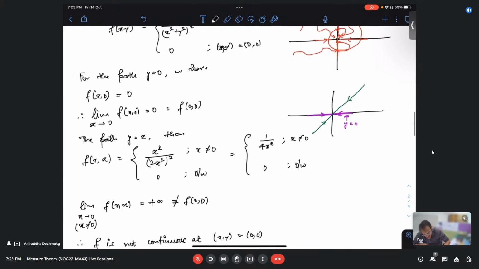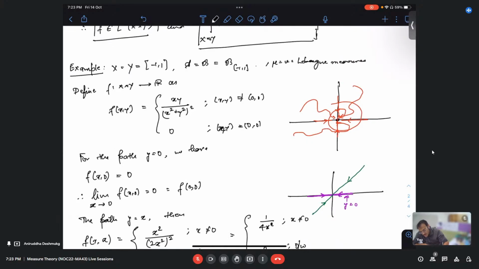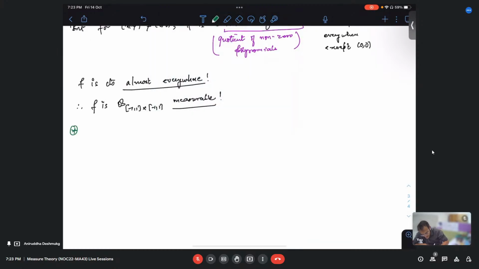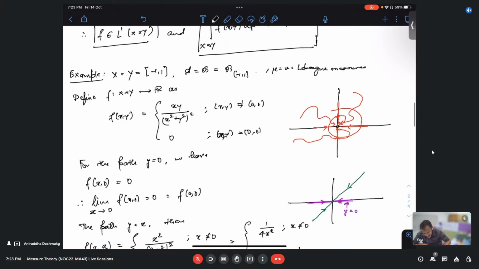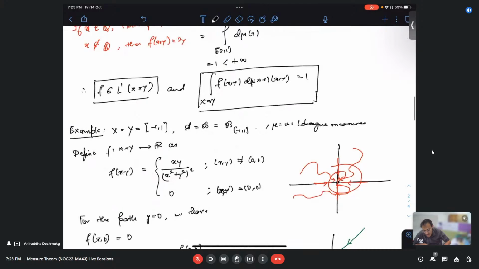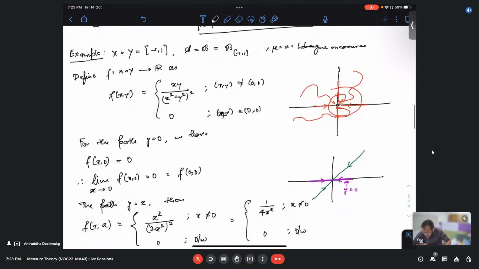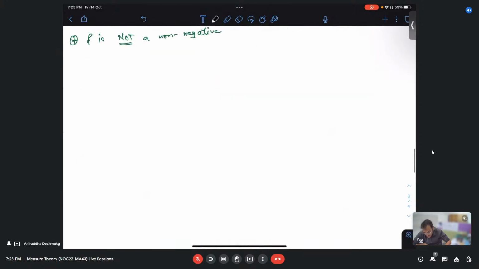But this is not a non-negative function. Again, here I must make an observation. f is not a non-negative function. So to know whether it is in L1 or not, I cannot use the remark which I gave before, that one of these two integrals being finite implies f is in L1. No. So let us do one thing. Nonetheless, let us evaluate the two iterative integrals. Let us see whether the value comes out to be the same.